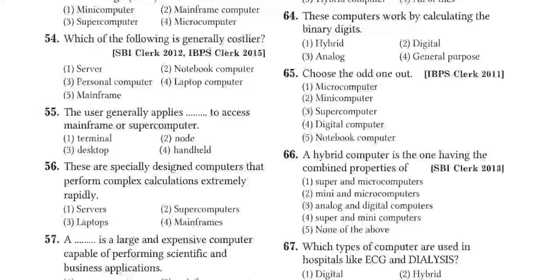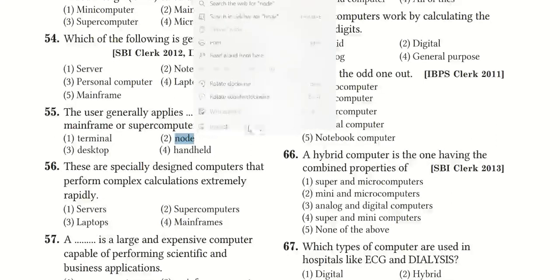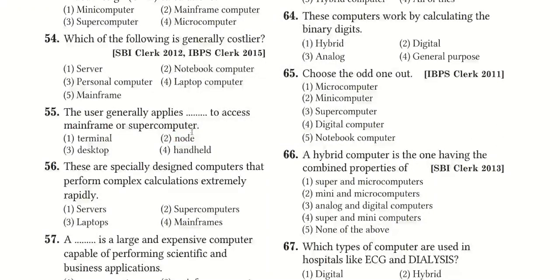Which of the following is generally costlier among the following? It is a mainframe computer, which is generally costlier than server, notebook, personal computers, and laptop computer. The user generally applies a node to access mainframe or supercomputer.